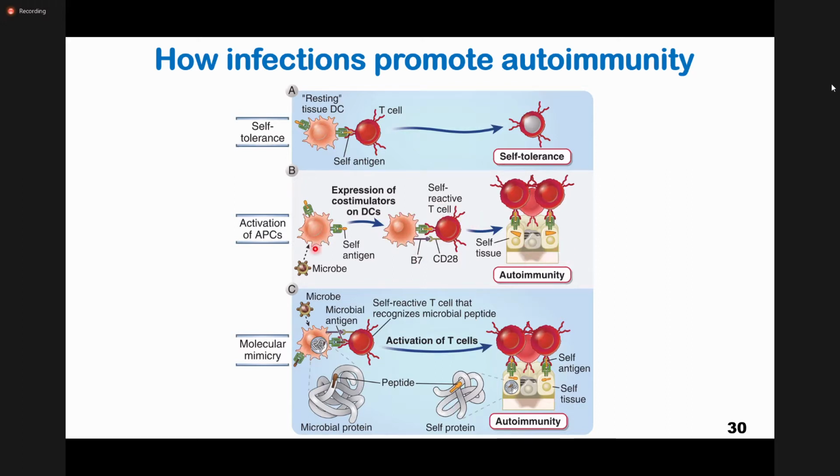Now, there is another way infection causes autoimmunity, which is molecular mimicry. Microbes contain microbial proteins, for example, with some kind of peptide sequence very similar to our own cell protein. So the microbial antigens bind to the T cells, causing activation of the T cells and leading to autoimmunity. This is how infection promotes autoimmunity, through activation of APCs or through molecular mimicry.